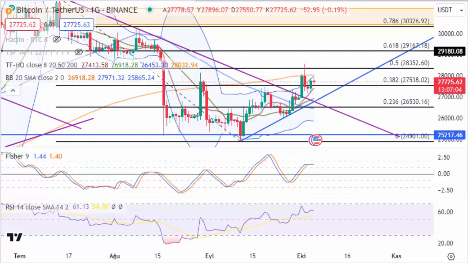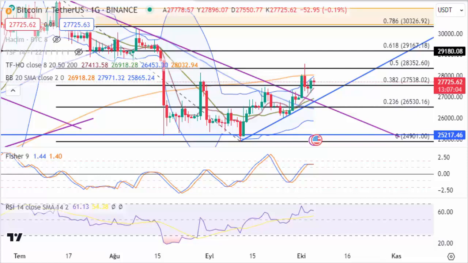The price has broken above most of the moving averages, which is a positive sign. It has also reacted positively to the 0.382 Fibonacci level, which suggests a potential rise to around $28,352, corresponding to the 0.5 Fibonacci level. If the price does not break below the first support level at $27,538, it could continue to rise.